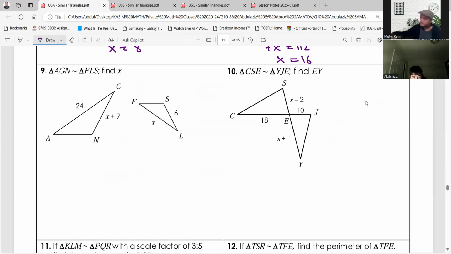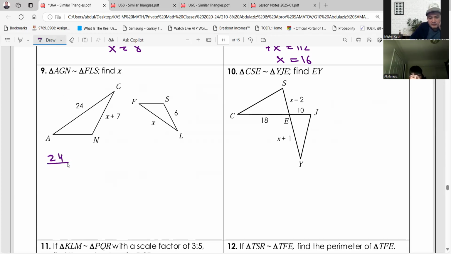Abdulaziz. Look, AG, right? Let's start with AG. AG is 24. AG corresponds to what side? FL. FL is X, and the GN, GN is X plus 7. And GN corresponds to LS, right? Yeah. LS is 6. If you cross multiply here, X times X plus 7, that is X squared plus 7X. 6 times 24, 144. Did you get this equation first?